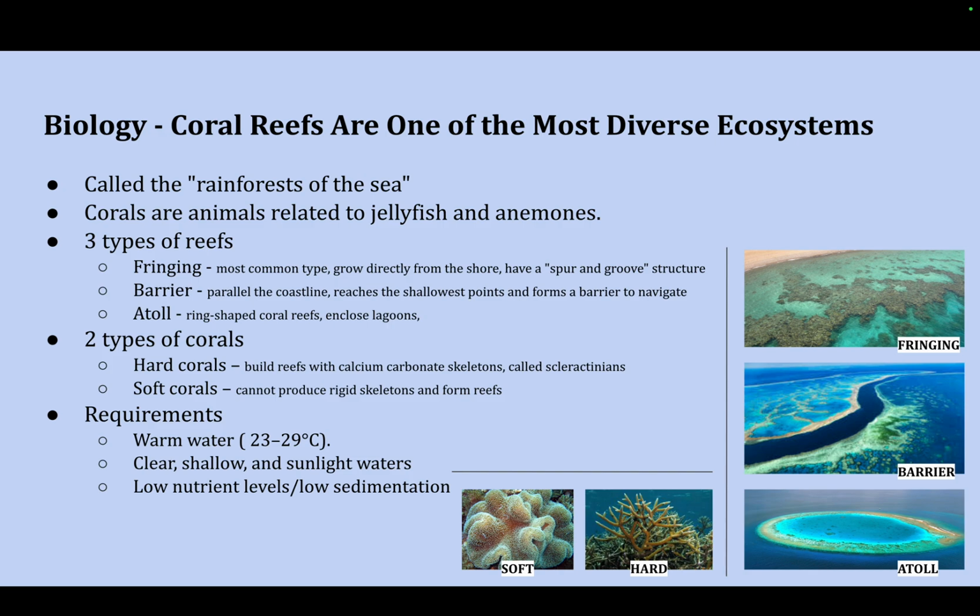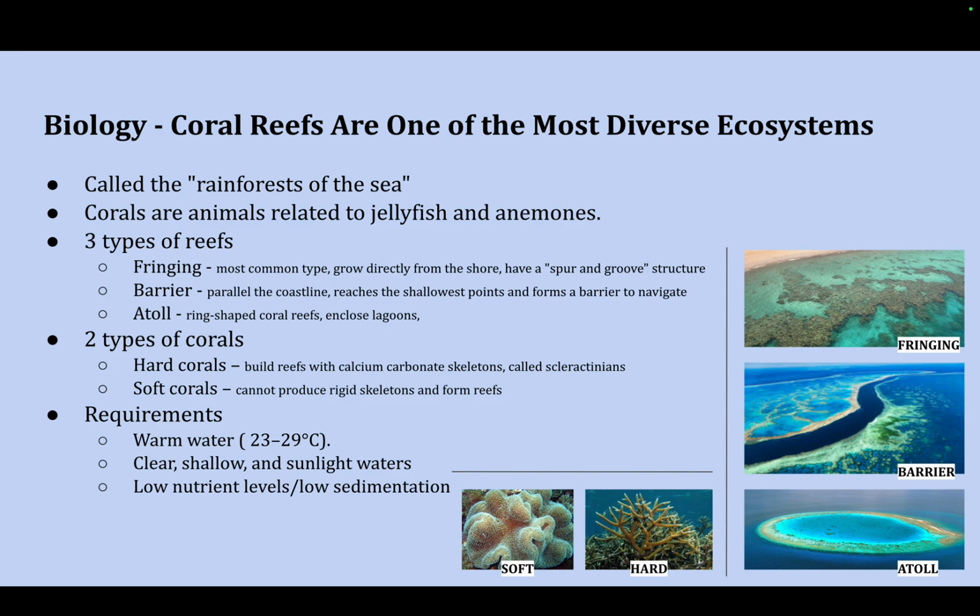On the other hand, there are two types of corals. They're hard and soft. Hard corals build reefs with calcium carbonate skeletons called scleractinians. Soft corals cannot produce rigid skeletons and they cannot form reefs. Interesting. The requirements for coral reefs to grow in these waters is they usually prefer warm waters that range from 23 to 29 Celsius, and along with that, they like clear, shallow, and nice sunlit waters.